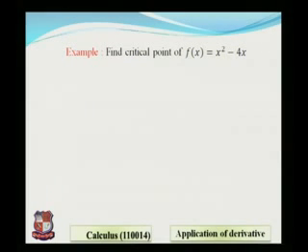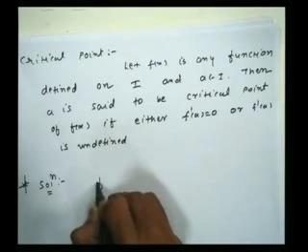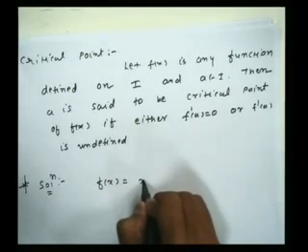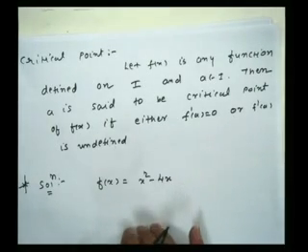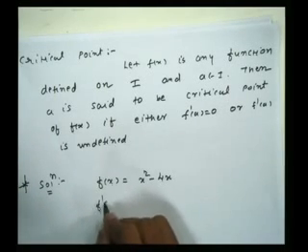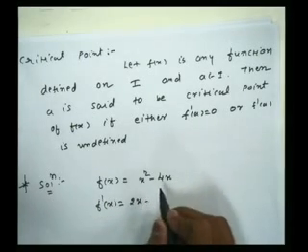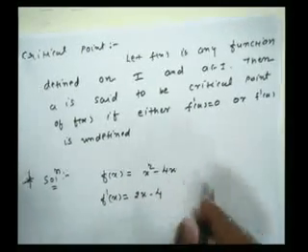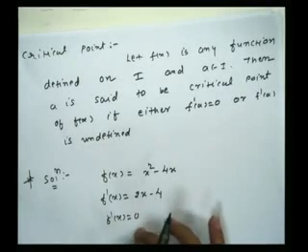Let us see one example. Find the critical point of this function f of x is equal to x square minus 4x. Okay, we have the solution. We have the function f of x is equal to x square minus 4x. We want to find the critical points of this function. So first of all find f dash of x. F dash of x is equal to differentiation of x square, which is 2x, and differentiation of 4x is 4. If we equate f dash of x is equal to 0, then the solution of this equation will be our critical points.